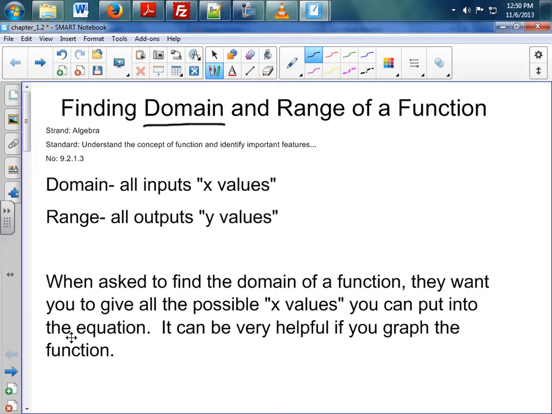So you know when we had the little sewing machine, you put in the domain, and your range was all your output values. It's just key.